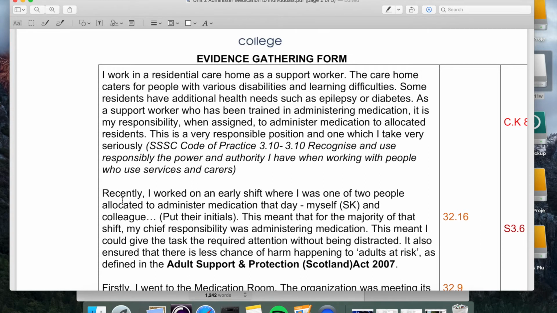Recently, I worked on early shift where I was one of the two people allocated to administer medication that day. Myself, my initials and colleagues so and so. Here you can put the initials. This meant that for the majority of my shift, my chief responsibility was administering medication. This meant that I could give the task the required attention without being distracted. I also ensured that there is less chance of harm happening to adults at risk as defined, add reference, Adult Support and Protection, Scotland, Act 2007.